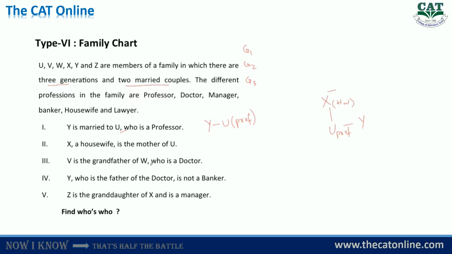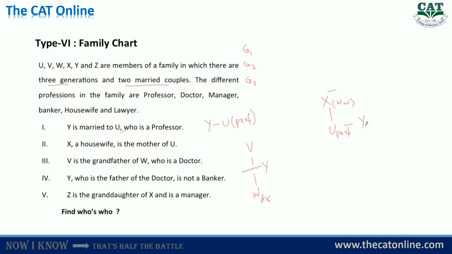V is grandfather of W, who is a doctor. So V, there's another generation over here, and over here it will be W, who is a doctor. So this is generation number 1, this is generation number 3, and this will be somewhere in between. Y, who is the father of the doctor? No, this is a doctor. This is where his father will come.